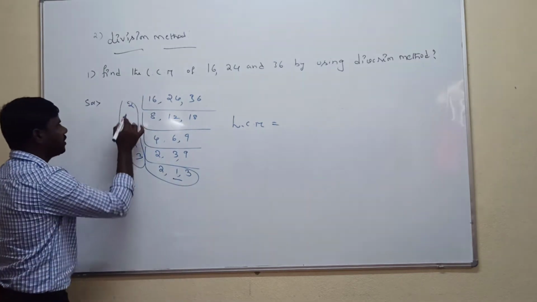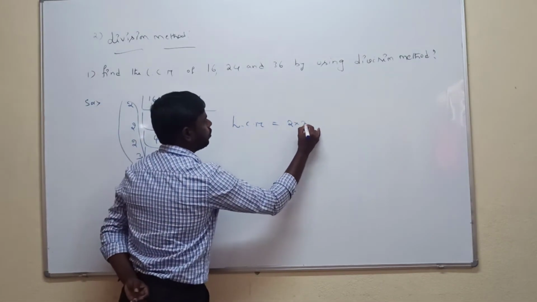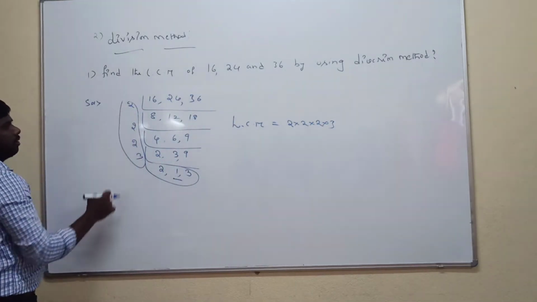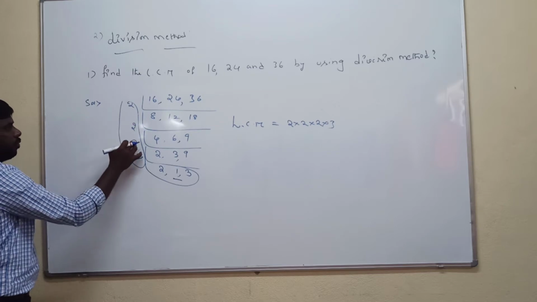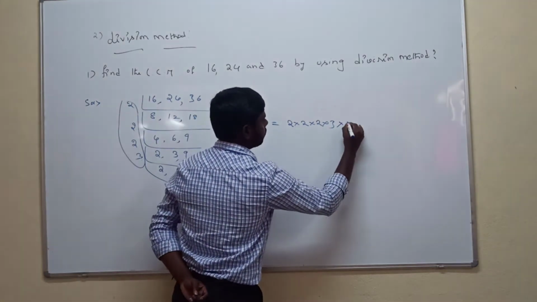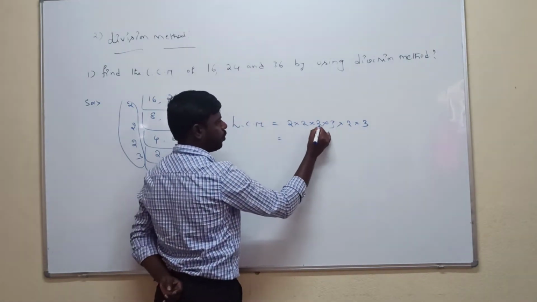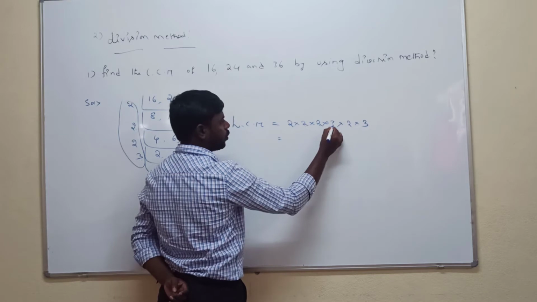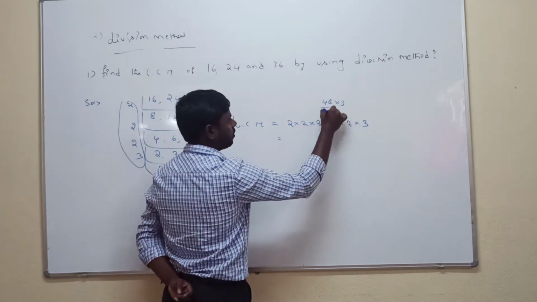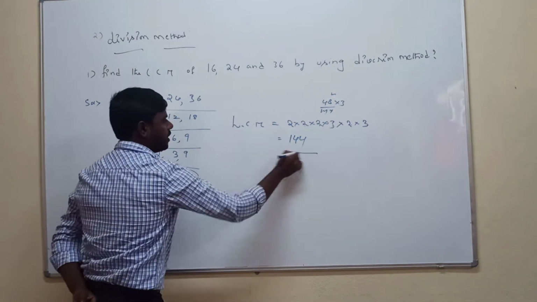What are the divisors? 2 into 2 into 2 into 3. The product of the divisors is 2 into 2 into 2 into 3, and the remainders are 2 into 3. So we multiply all the elements: 2 2s are 4, 4 2s are 8, 8 3s are 24, 24 2s are 48, 48 3s are 144. The answer is 144. This is the LCM.